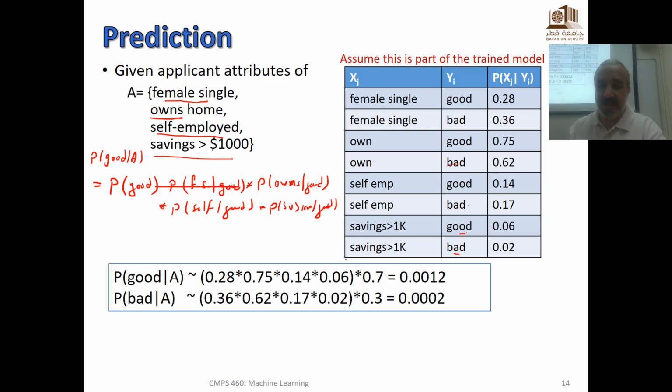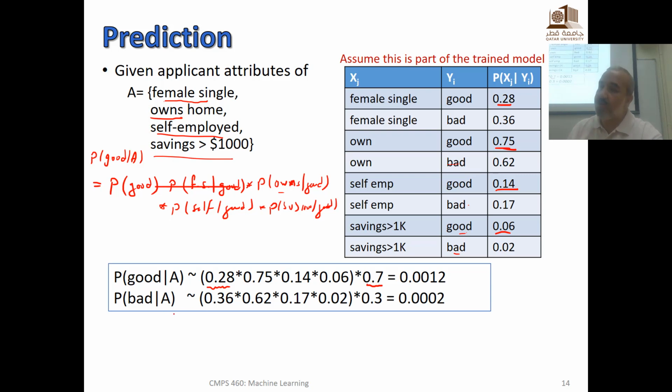Here it is. This is the probability of good, 0.7. And what is this? That should be probability of female single given good, right? How did we know that it's 0.28? From the model. Just look up the probabilities from the model. The model is trained offline, of course. Given the training data, we get the trained model, which is just the table of the probabilities. We'll just substitute here. 0.28, that's female single given good. Then owns given good. Where is owns given good? 0.78, right? Then self-employed given good. Then savings greater than 1,000 given good, which is 0.06. Any question about that?